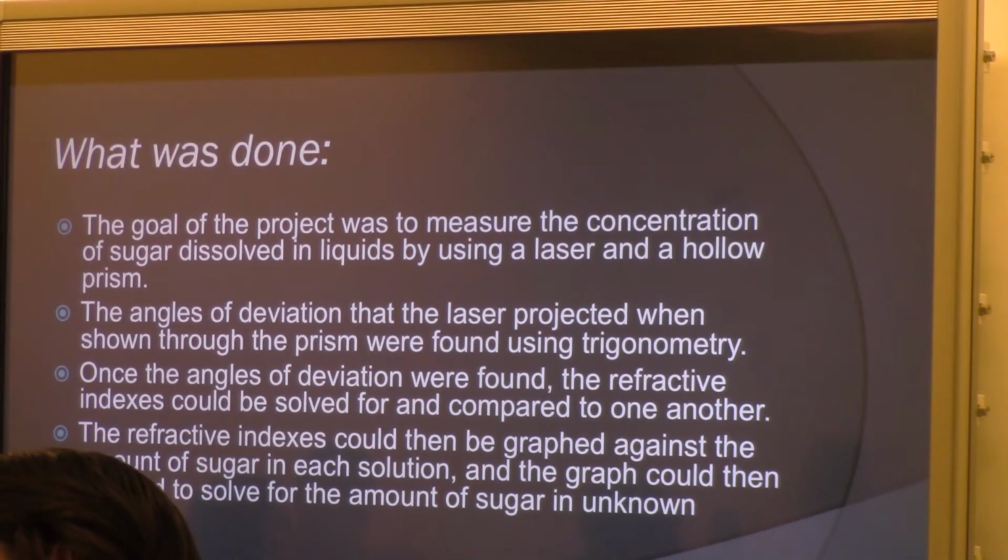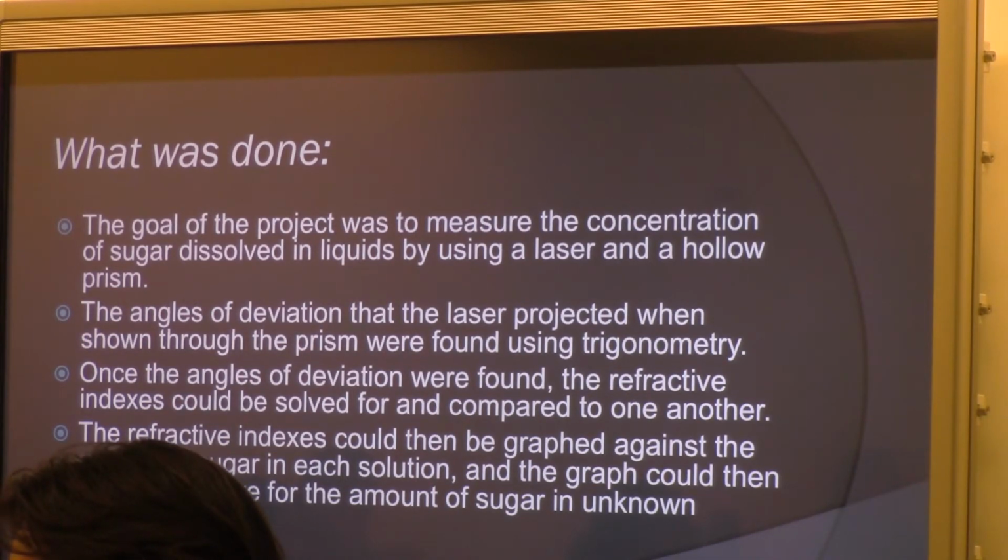So this is basically what we did. The goal of the project was to measure the concentration of sugar dissolved in liquids by using a laser and a hollow prism. The angles of deviation that the laser projected when shown through the prism were found using trigonometry. Once the angles of deviation were found, the refractive indexes could be solved for and compared to one another, and the refractive indexes could then be graphed against the amount of sugar in each solution, and the graph could then be used to solve the amount of sugar in an unknown solution.